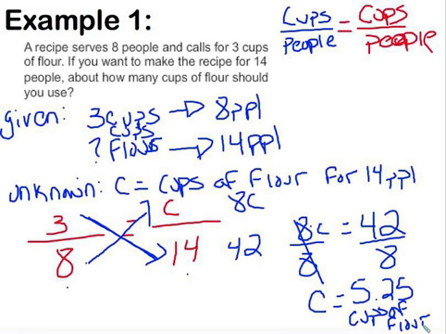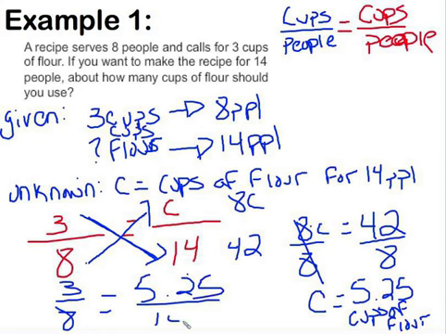Now, it is okay for me to say that 3 over 8 is equal to 5.25 out of 14. I know in the past we haven't really talked about fractions that have decimals in either the numerator or denominator, but these are ratios. So these values mean something. This is 3 cups for 8 people. This is 5.25 cups for 14 people. So these numbers mean something. It's okay if they're decimal values. All right, let's try another problem.